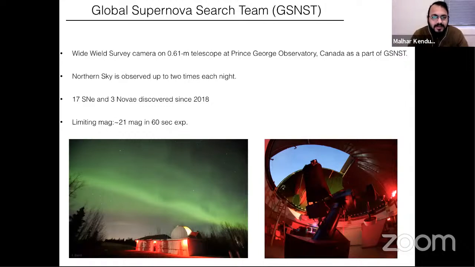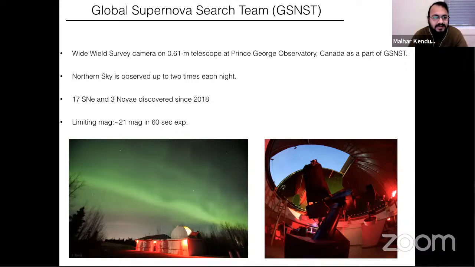About the Global Supernova Search Team: I initially started this team back in August 2018. The goal of the team is to search for supernovas, take follow-up images of other sky surveys, and observe microlensing events and optical flares of quasars. Here we can see our main telescope, which is located in Prince George.